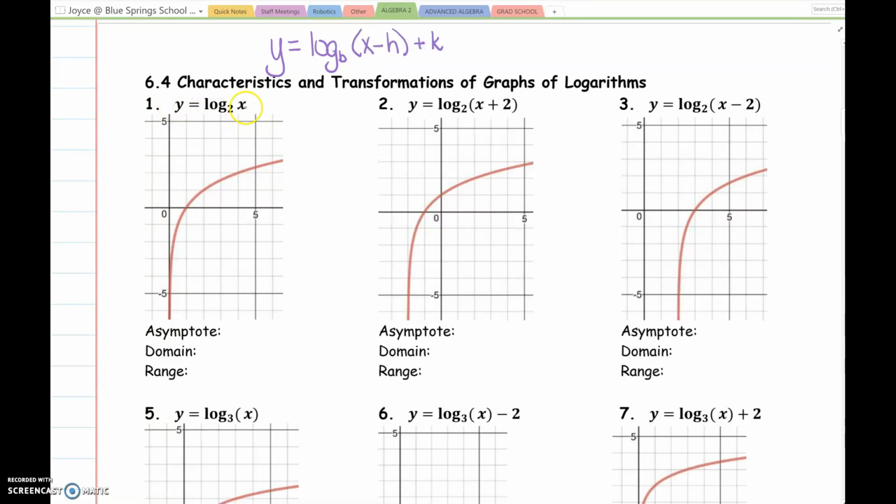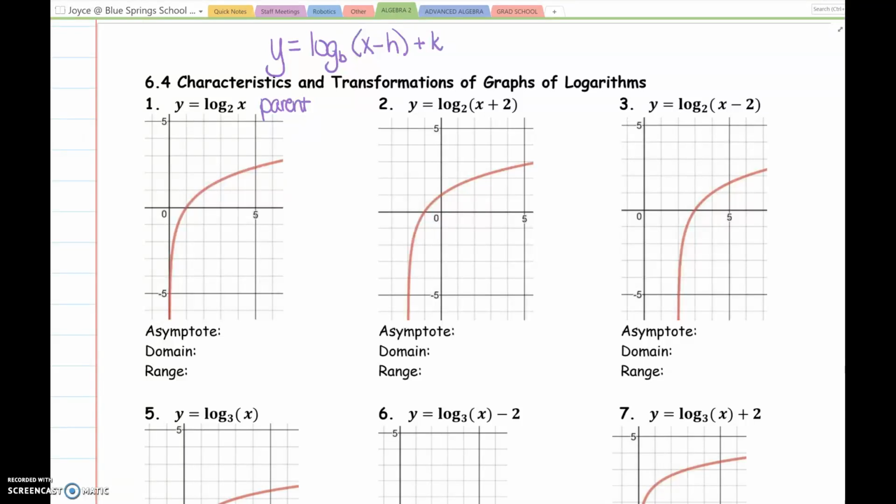Number one is a parent function. So if you want to write parent function next to this one, log base 2 of x. Now, if you rotate your paper 90 degrees, I can't do that with my screen because it'll actually rotate on here and we don't want that. But if you turn your paper 90 degrees, this graph looks like exponential growth or exponential decay. Logarithms are the inverse of exponential growth and decay. So they took the exponential growth function and flipped it over a diagonal line, and that is the log graph.